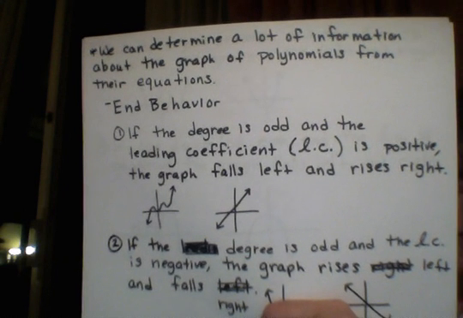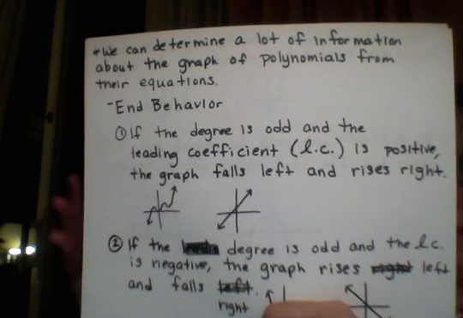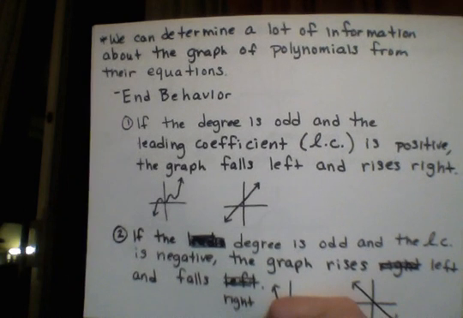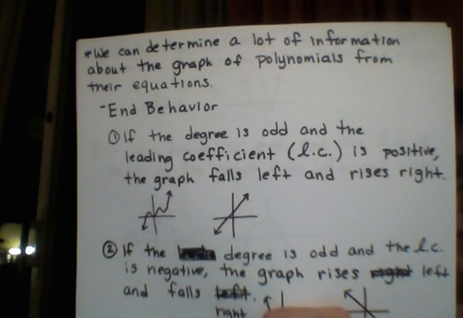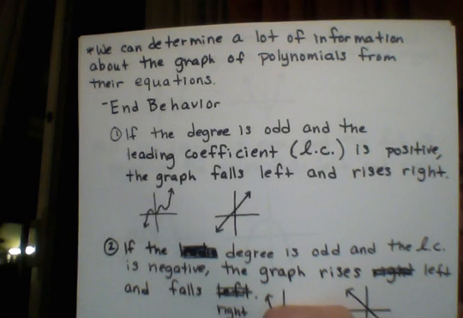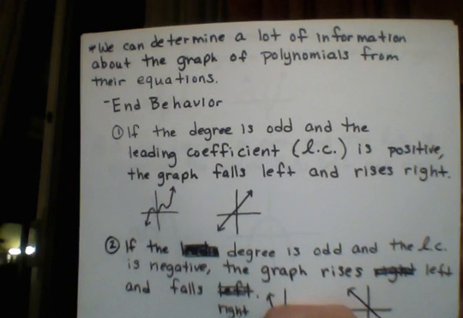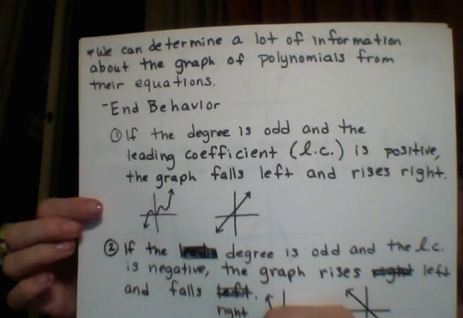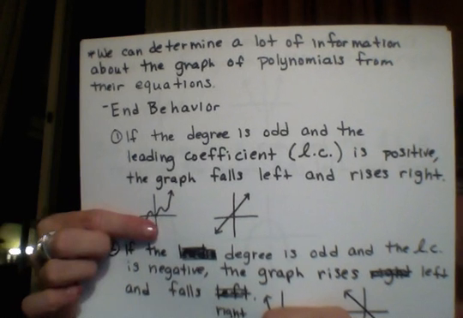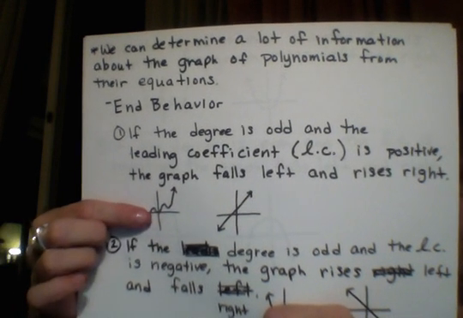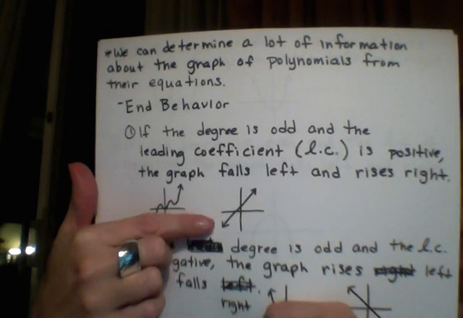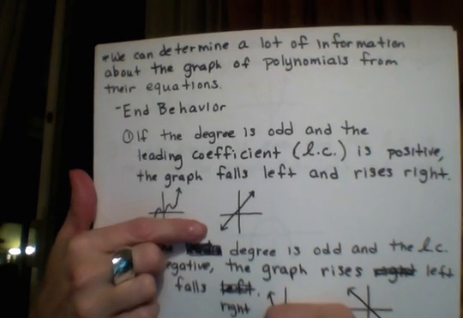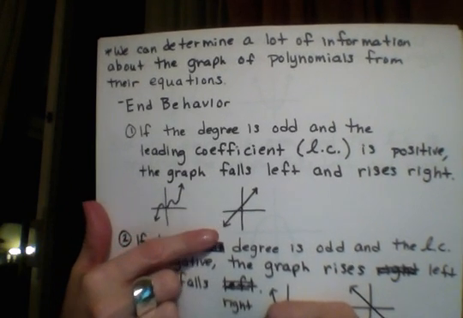We have the degree is odd, and the leading coefficient, which I'll abbreviate as LC in the future, is positive. Then the graph is going to fall left and rise right. So here's a couple of examples of that. And one of those is just a polynomial function, just a random one. This one, though, obviously is a line. And so if you think about it, the degree of the equation of a line is 1, that's odd. If it has a positive leading coefficient, that's a positive slope. So you can tell this has a positive slope.